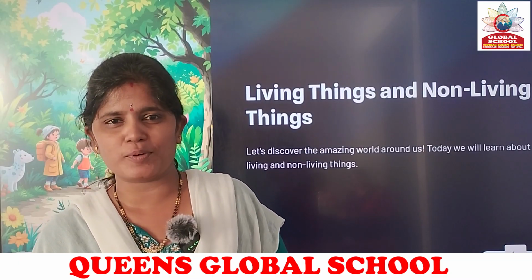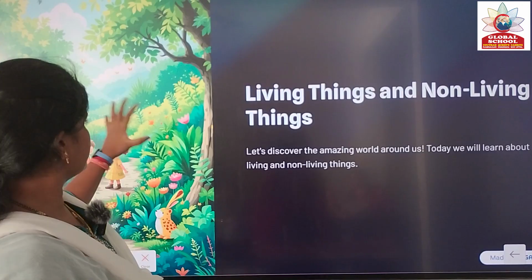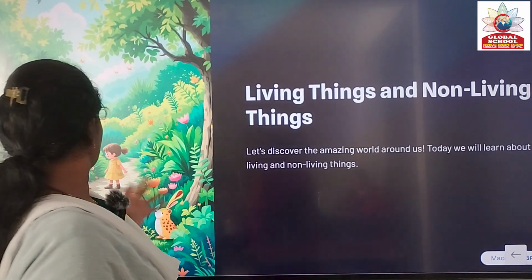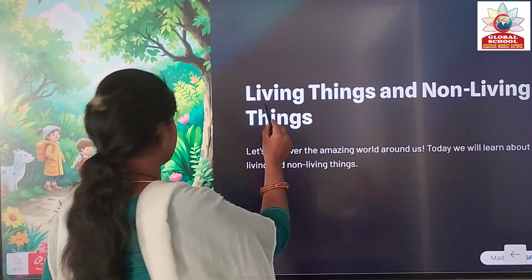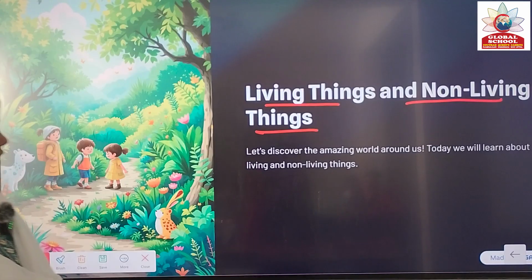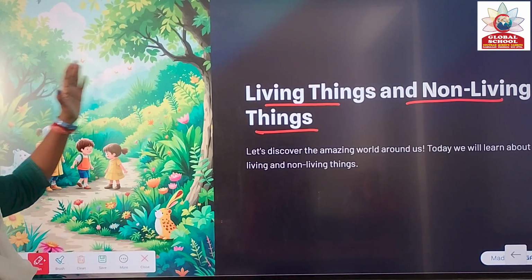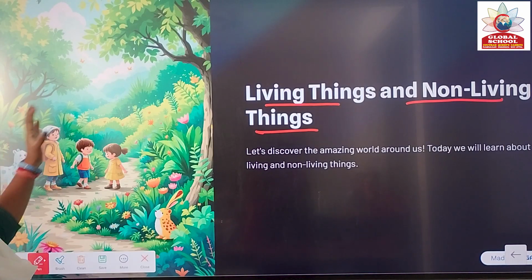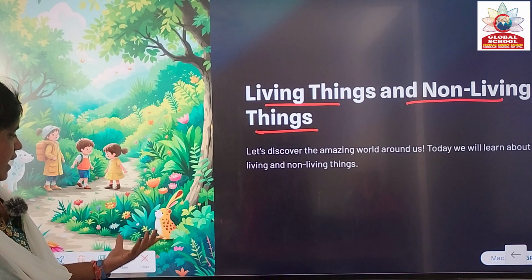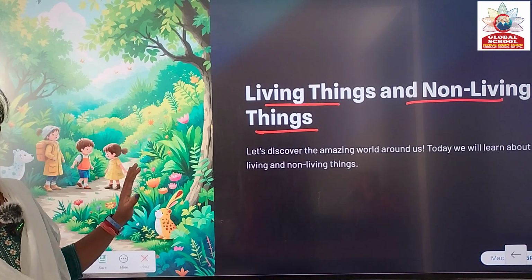Today we are going to explore living things and non-living things. So let's discover the amazing world around us. Now we are going to learn about living things and non-living things. If you see the picture over here, what are the things around us? Here you can see the trees, flowers, children and animals. These are our surroundings which we can see in our daily life.